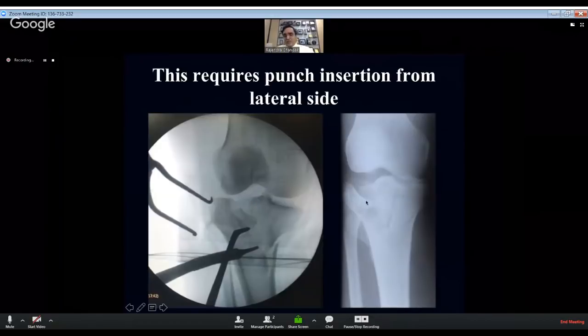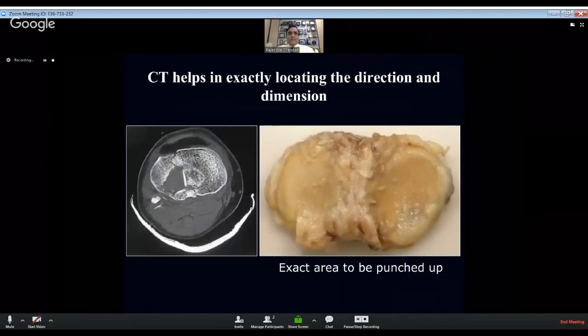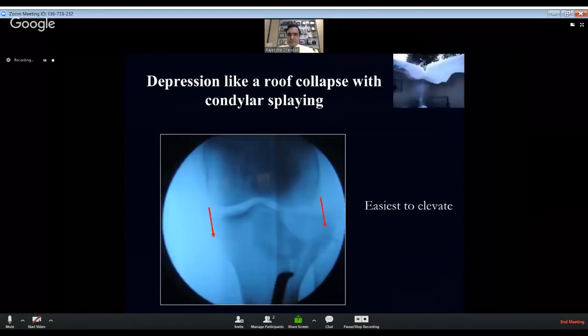Here the lateral plateau is depressed, but if you want to elevate from the medial side, it is not possible. So you have to judge which side you make a window, either medial or lateral. CT exactly helps in locating the direction of the fragments which have been described, which area we want to elevate and which area we need to buttress.